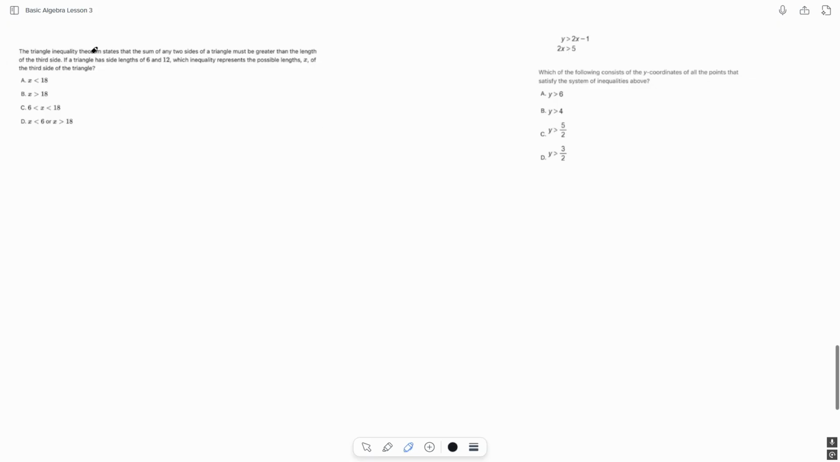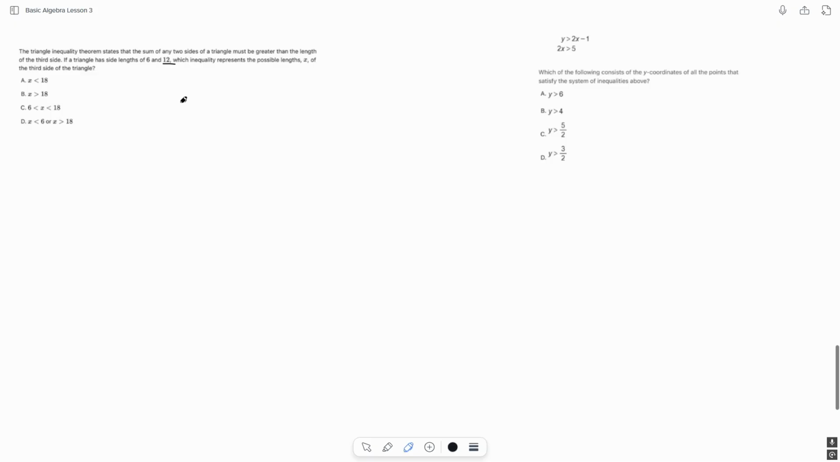So the triangle inequality states that any 2 sides of a triangle must be greater than the length of the third side. If a triangle has side lengths 6 and 12, which inequality represents the last side, where X is the third side? So there's actually 2 ways you can think of this. You can think of 12 as the biggest side or the second to biggest side.